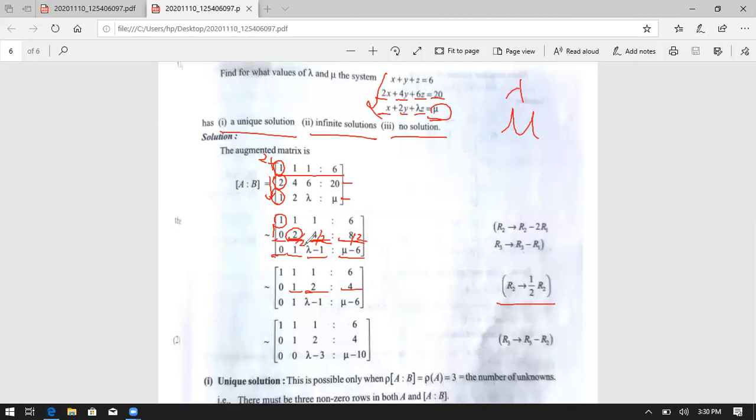Next the last one, R3. You write R1 as it is, R2 also as it is. Next you come to the third row, R3. R3 equal to R3 minus R2. Why? Because here in R3 the second element is 1, and in R2 it is also 1. That's why R3 is equal to R3 minus R2.